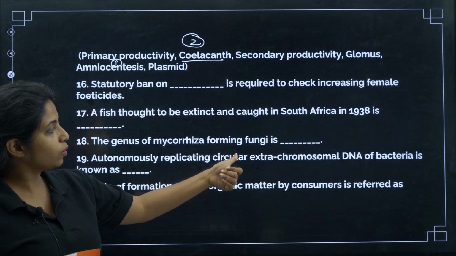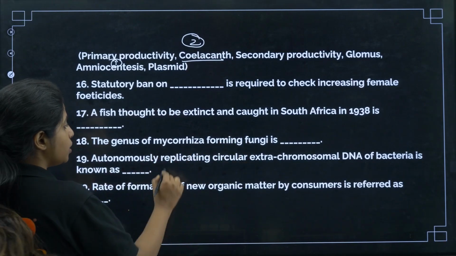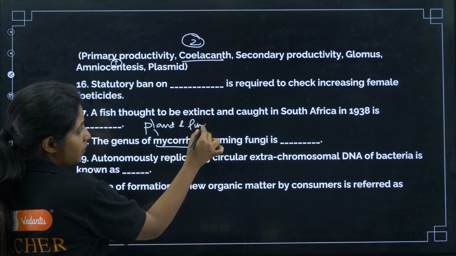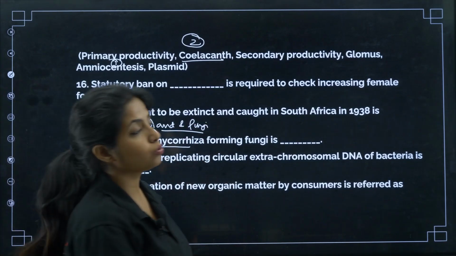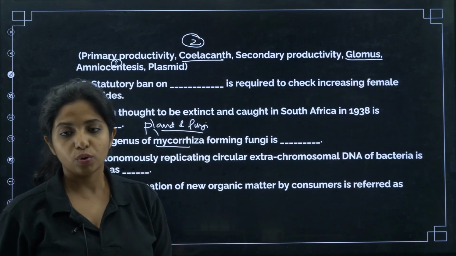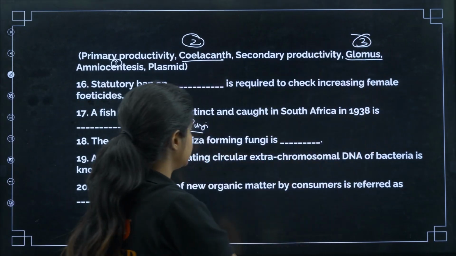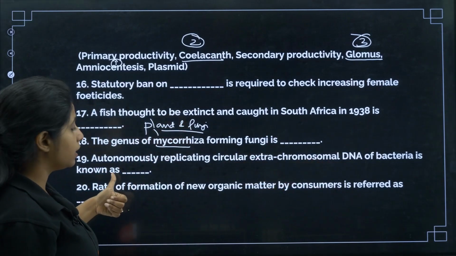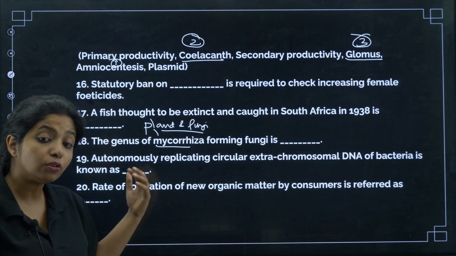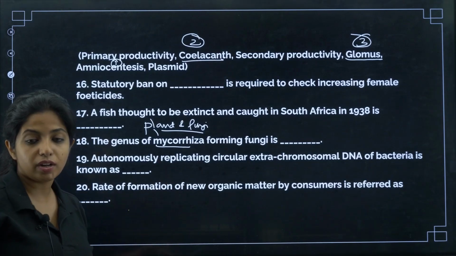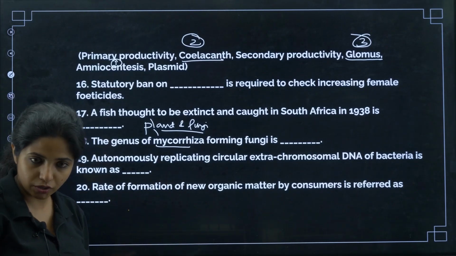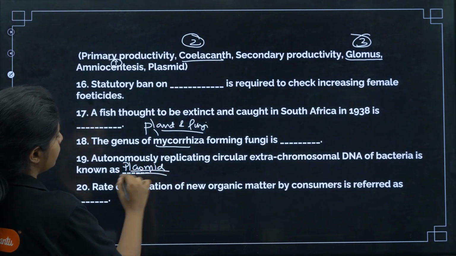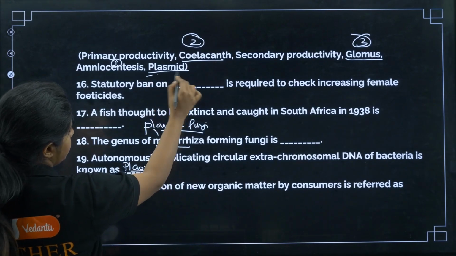Now, the genus of mycorrhiza forming fungi is. You know mycorrhiza is a symbiotic association of plant and fungi. So the fungi belongs to which genus, my dear children? It belongs to Glomus. This is the answer. Now next, autonomously replicating circular extrachromosomal DNA of bacteria is known as, it is autonomously replicating circular extrachromosomal DNA, my dear children. There is only one thing that does that, that is plasmid. So your answer becomes plasmid.